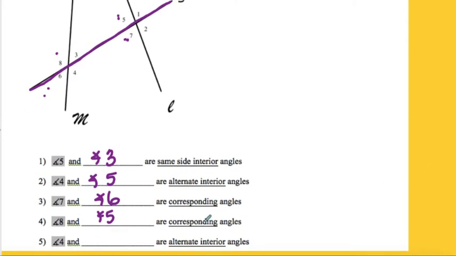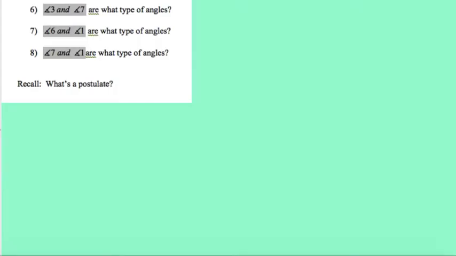Angle 4 is alternate interior angle with what? Angle 4, we already did that one with angle 5. All right, so I'm going to ask you to answer those last 3 questions. 3 and 7 are what types of angles? 6 and 1 are what types of angles? And 7 and 1 are what types of angles? We'll check that tomorrow.